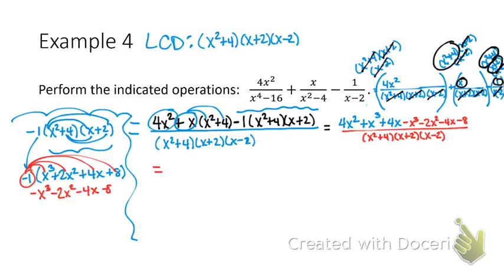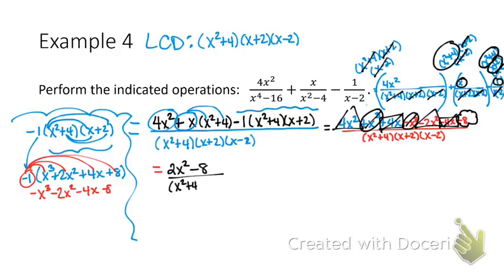So let's combine like terms. We're almost done, guys. So start with your largest exponent. So I have x cubed minus x cubed, which is what? It cancels. Then I have 4x squared minus 2x squared, which is 2x squared. Alright, we have 4x minus 4x, cancels. And then we just have the minus 8, right? All over that common denominator.